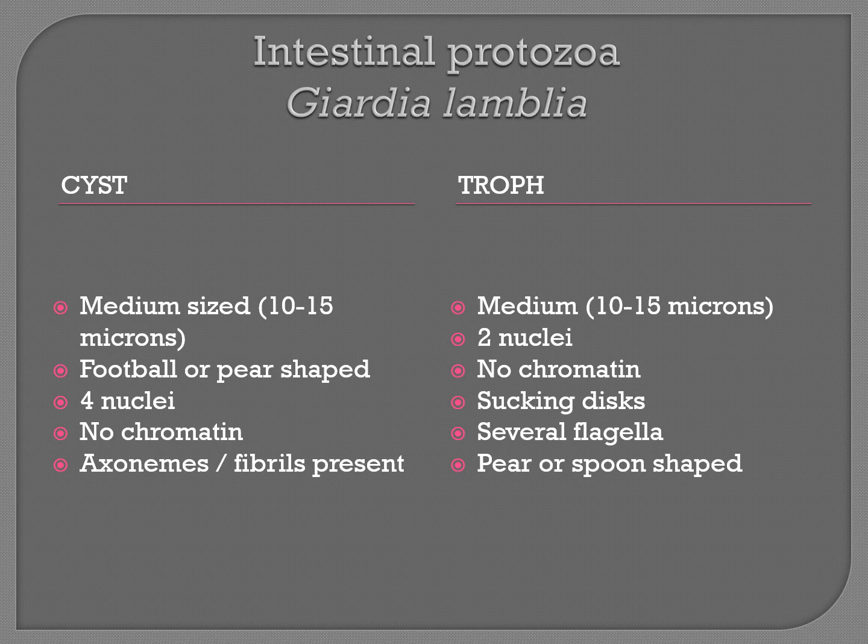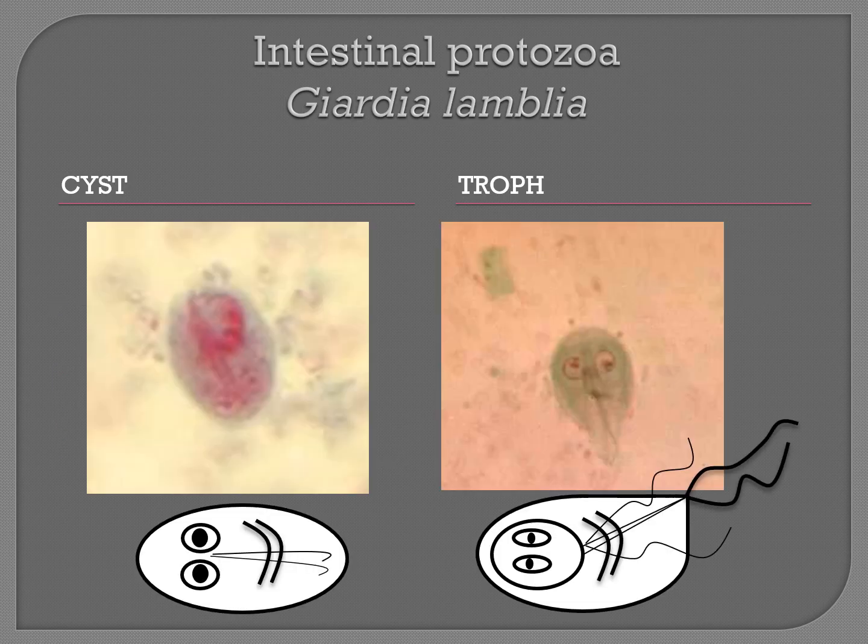So let's take a look at some pictures. Here you can see the cyst of Giardia lamblia. It kind of looks like a football. You can see the axoneme, a couple nuclei, and the fibrils. And then the troph has that monkey face appearance where you see 2 sucking discs, and it's kind of pear-shaped, and you can see the anterior flagella coming off the axoneme. You will also notice that the troph is very faintly staining when you stain it with the trichrome stain.